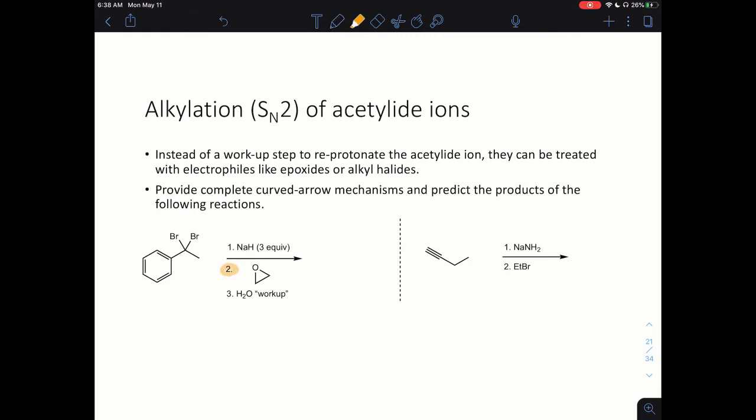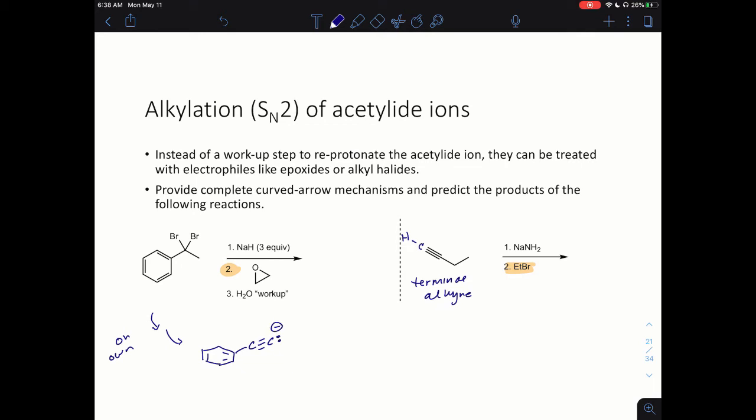Instead of a workup, once the acetylide ion is generated in step 1, we'll treat with an epoxide. And in this one, we already have a terminal alkyne. So in this example, we're just taking a terminal alkyne, deprotonating it, and then treating with an alkyl halide. So let's take a look. I want you to draw out the complete curved arrow mechanisms. I'm just going to show you the key intermediates to help you along. So you're going to do this on your own. Spoiler alert, it's on the previous page.